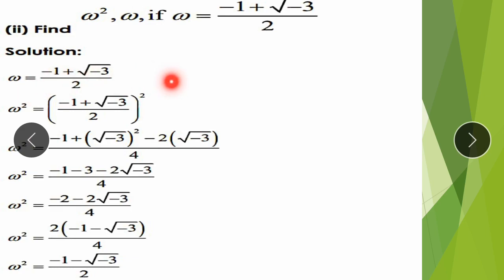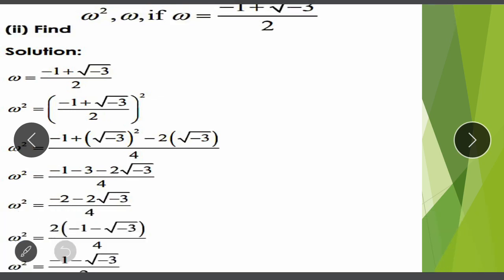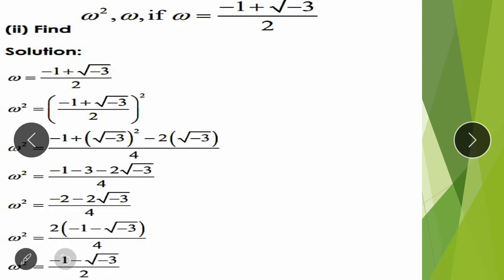So of course, by taking a square we can find omega square. Here you can see that minus, when multiplied 2 times, will result in plus. Here is a mistake, you can rectify it.